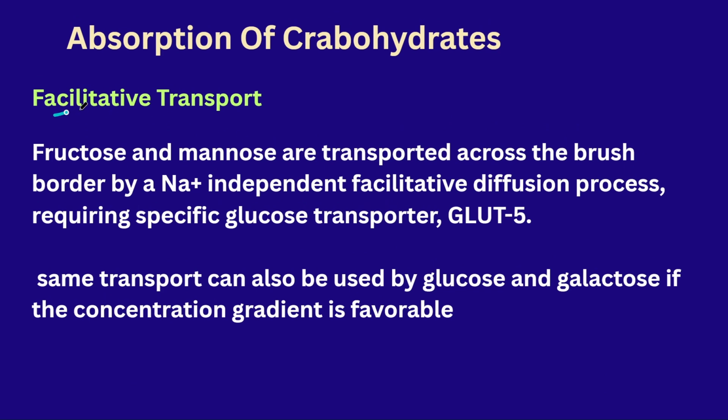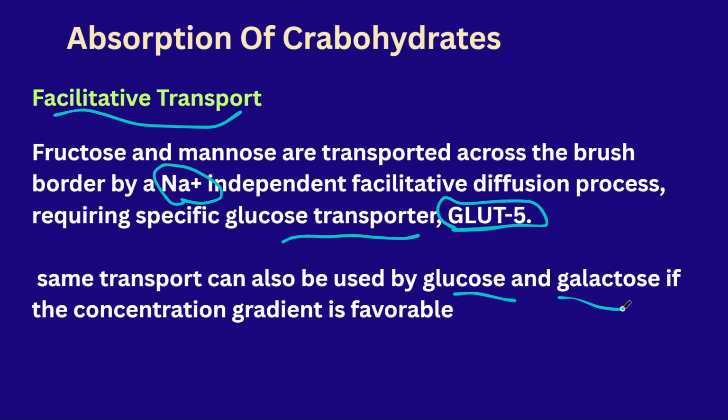Also, if we understand facilitative transport, here it is independent of Na plus. That means Na plus is not needed, but they require glucose transporters. There are specific glucose transporters, different types of transporters. We have GLUT. These are different structures which help to uptake glucose into the blood. Here we do not require energy, we do not require sodium ions. Here glucose and galactose are transported into the bloodstream.